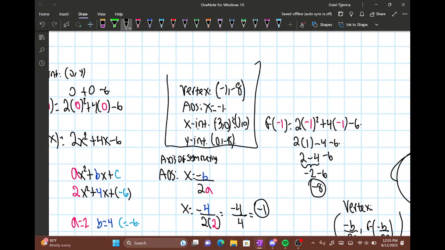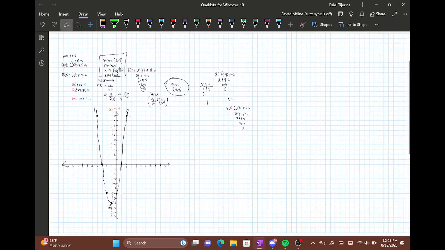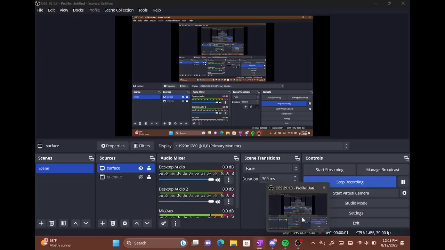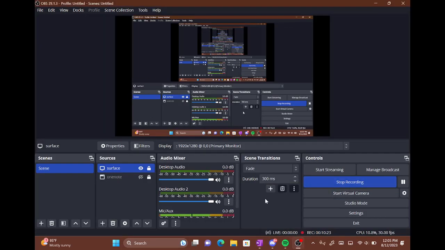So these are our 4 things that we want to label, or that we want to state, and so this is our function. And that is how we graph a function in standard form or general form when it comes to ax squared plus bx plus c.